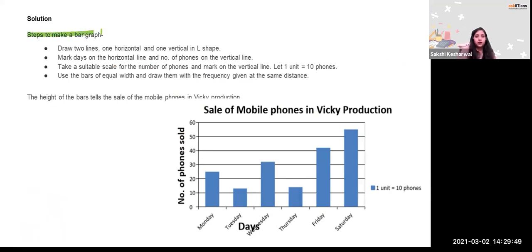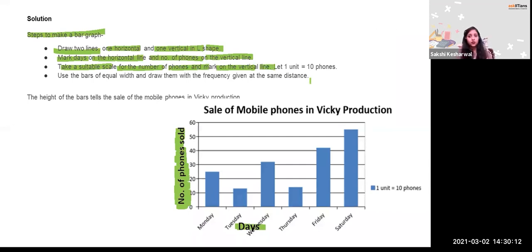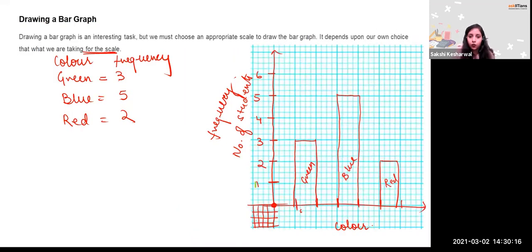Steps to make a bar graph: draw two lines, one horizontal and one vertical, in an L shape, right? You have drawn this. Mark the days on the horizontal line and the number of phones on the vertical line. You have just drawn this. Make a suitable scale for the number of phones and mark the vertical line. Let 1 unit equal what, beta? 10 phones. Right now, this is 1 unit, equal to 10, right?